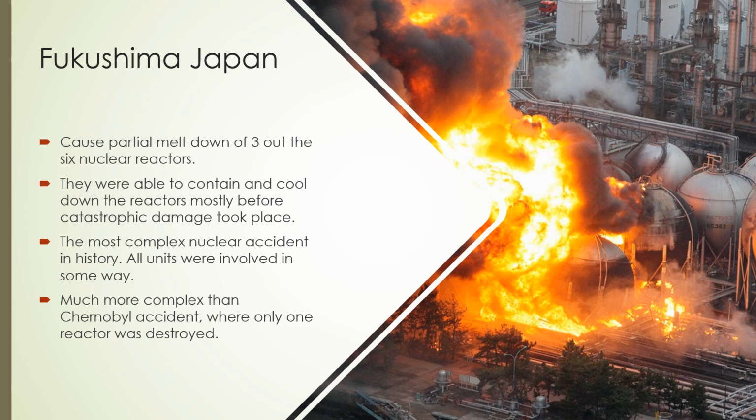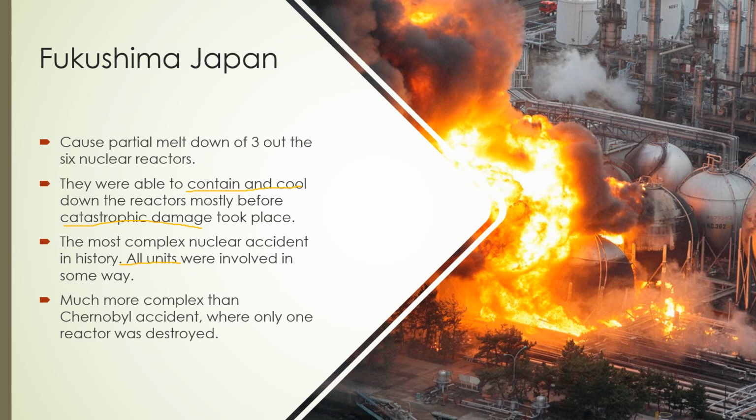So out of their six nuclear reactors, they got three down. And they were able to contain and cool down the system before the catastrophic damage took place. And this Fukushima accident is the most complex nuclear accident, of course, because the force of the tsunami was really extensive, and all of those units were affected in the same way.